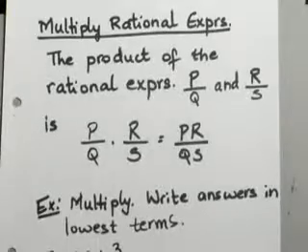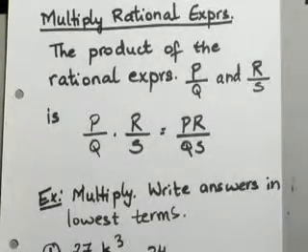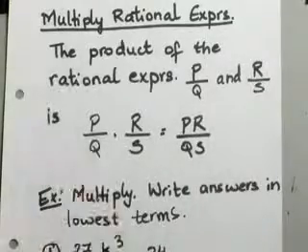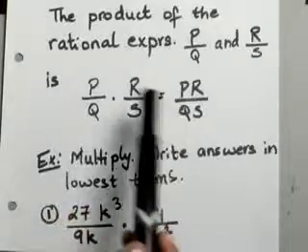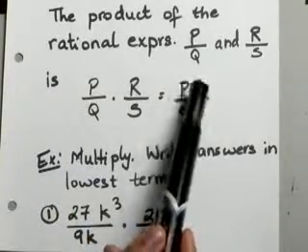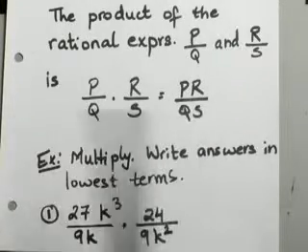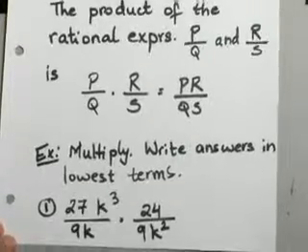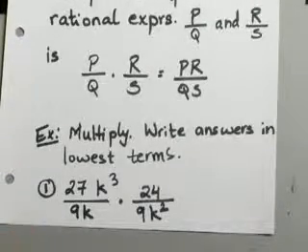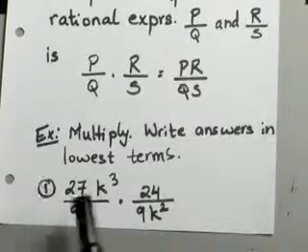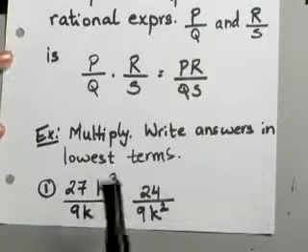Now here we are giving you the definition. Basically, when you have two rational expressions, p over q and r over s, when you take the product of these two rational expressions, you should end up with p over q times r over s, which will give you p times r over q times s. Okay, so we will go ahead and get started with this example. Now again, remember, since we are dealing with rational expressions, you always want to write your final answer in lowest terms. Keep that in mind.